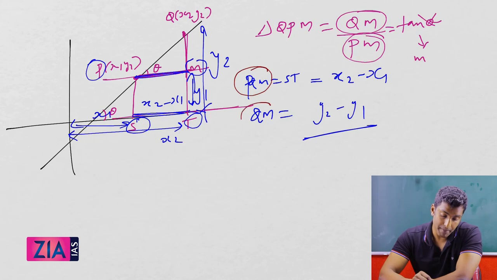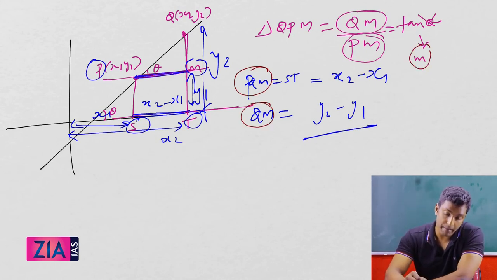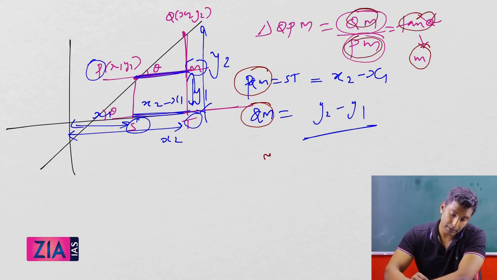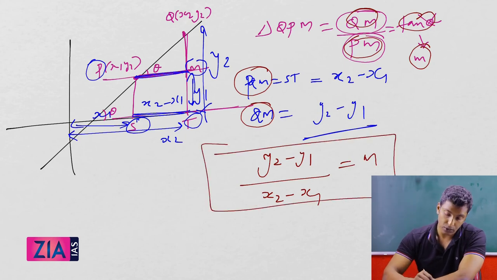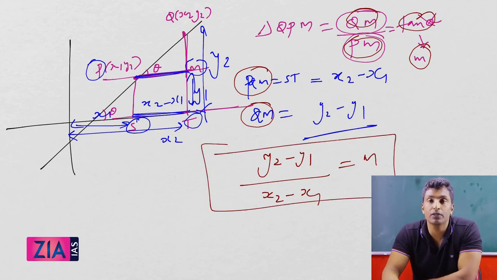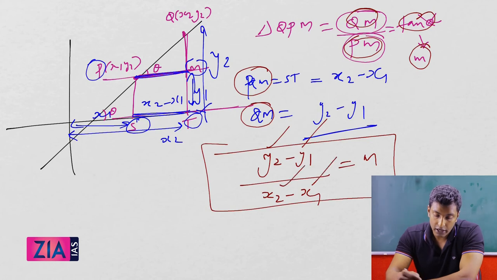Now you have PM and QM, and you can get the slope. Your slope M, which is nothing but tan theta, is equal to QM by PM. Substituting QM as Y2 minus Y1 and PM as X2 minus X1, you get your slope. So now you are not using theta. Without using theta, if you know 2 points, you can get the slope. I hope you understood this.